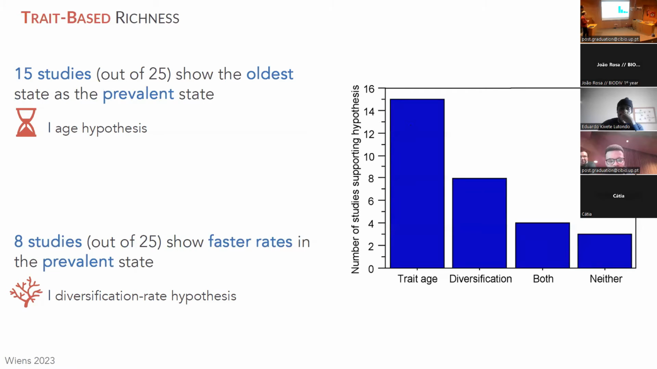Then, regarding the trait-based richness, evidence is mixed. 15 studies out of 25 show that the oldest state was a prevalent state in support of the age hypothesis, so older clades tend to be more frequent. But there are other studies for other states that show that faster rates were associated with this prevalent state in support of the diversification rate hypothesis. So here the support is stronger for the age hypothesis, meaning that usually more common states will be older, but there are also cases where you find that diversification will be associated with more prevalent traits.